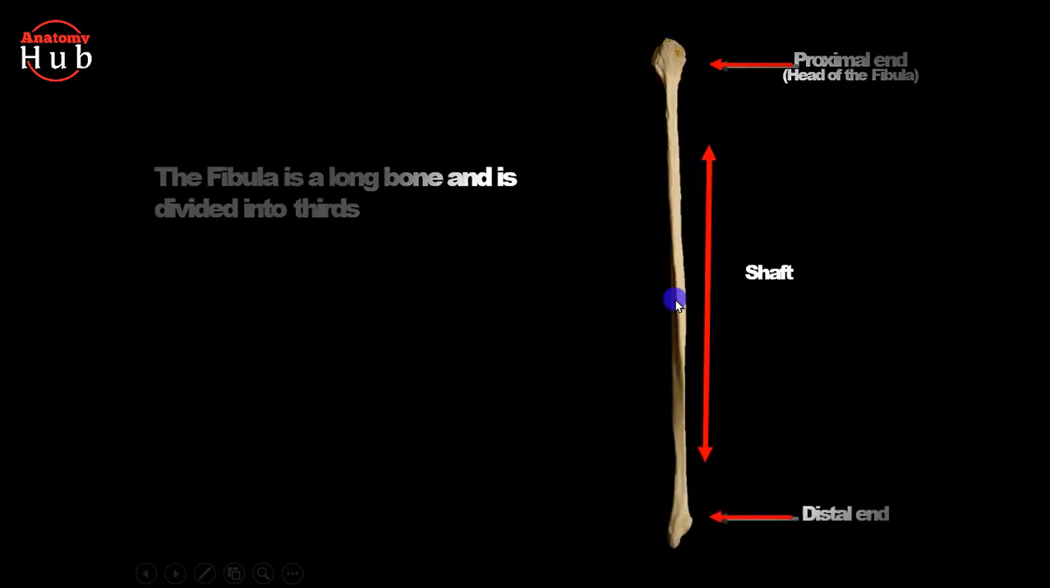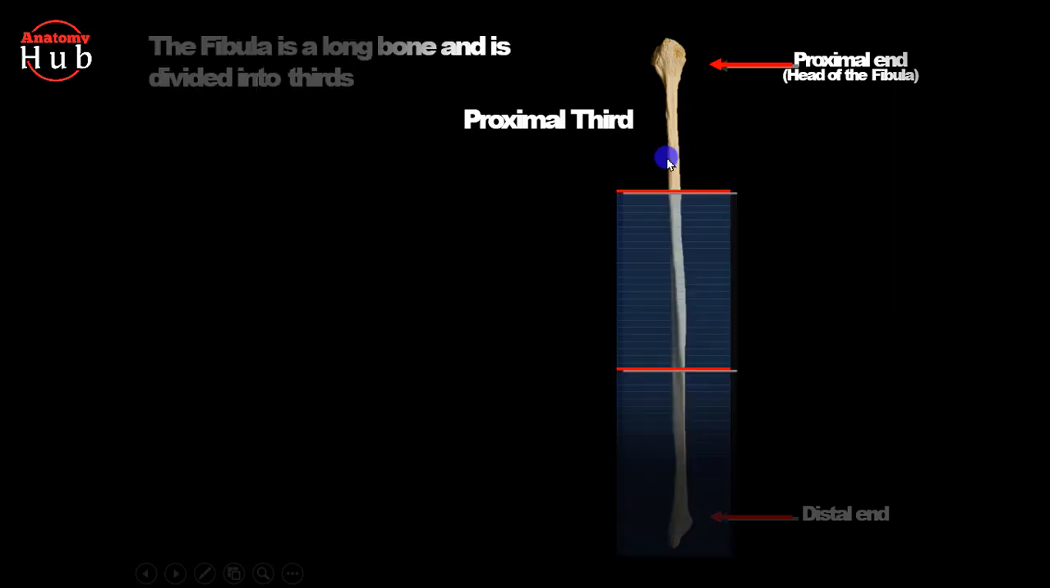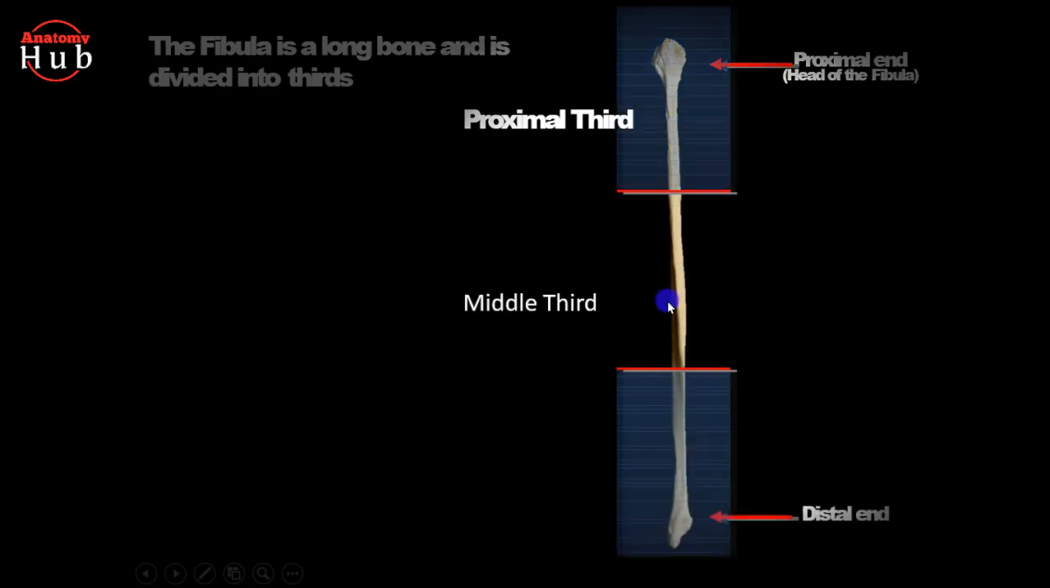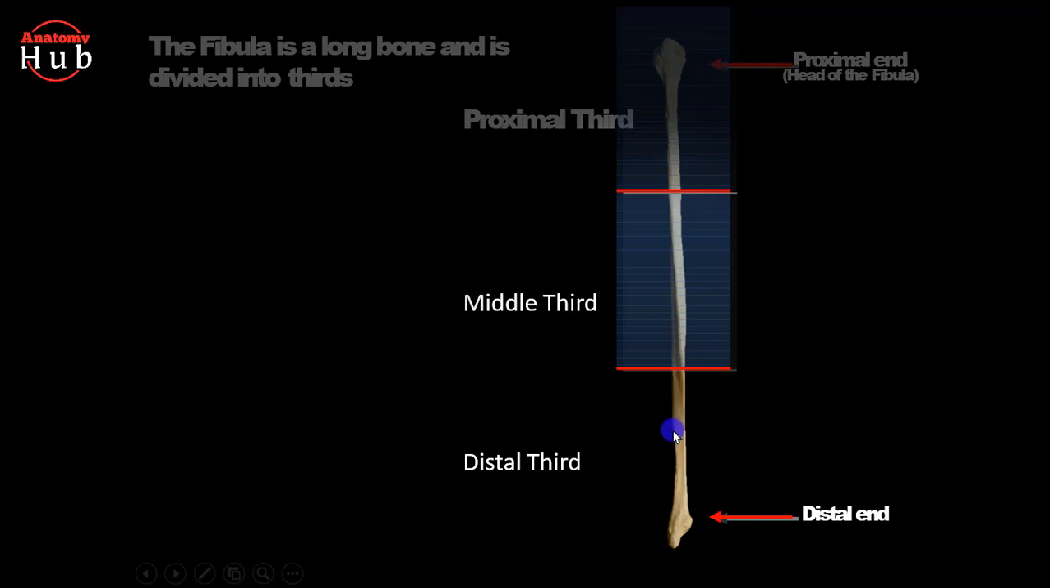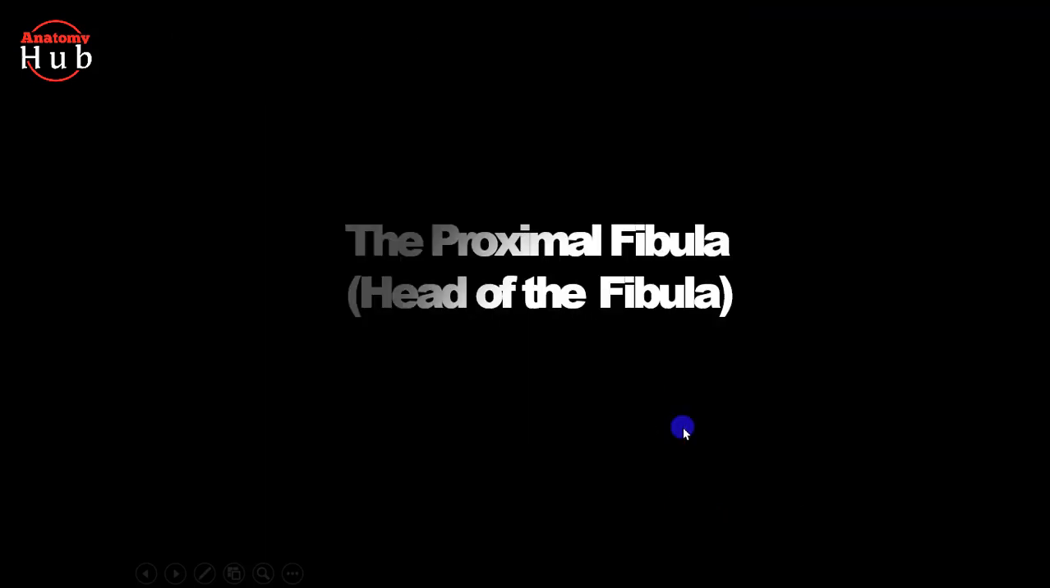The fibula is a long bone and it is divided into thirds. That means we will divide it into three parts: the proximal third, then this is your middle third, and this is your distal third. First we will study the proximal fibula.